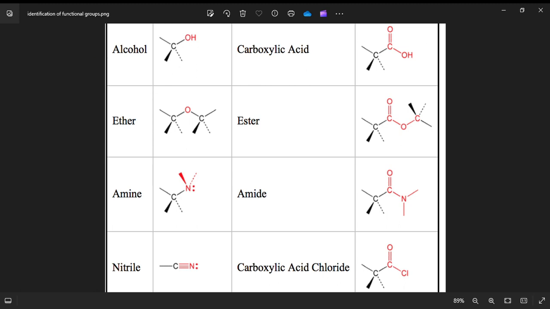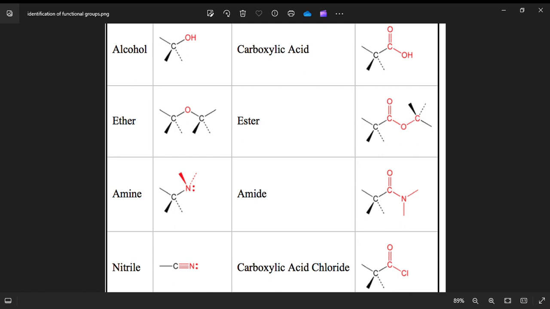Experiment 9. Identification of functional groups. This is a very good one because it's going to remind you of some of the things you were taught in CHM 121.